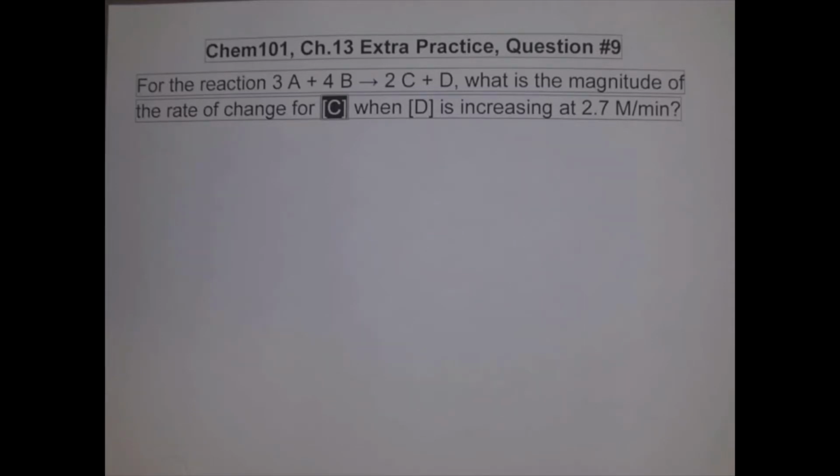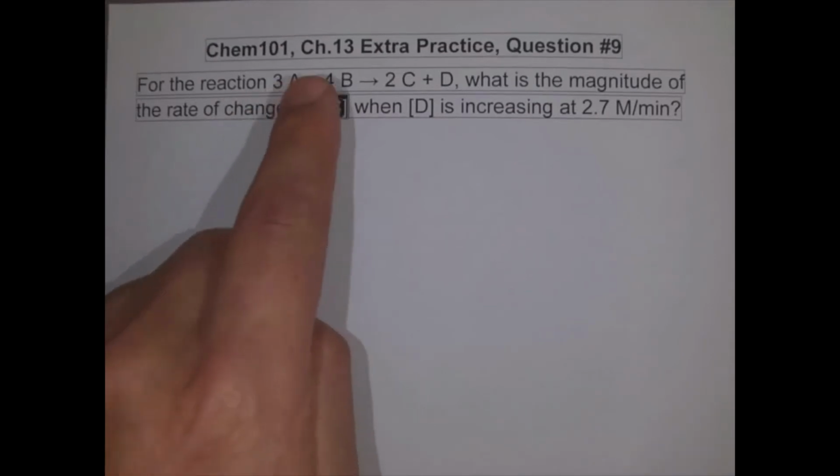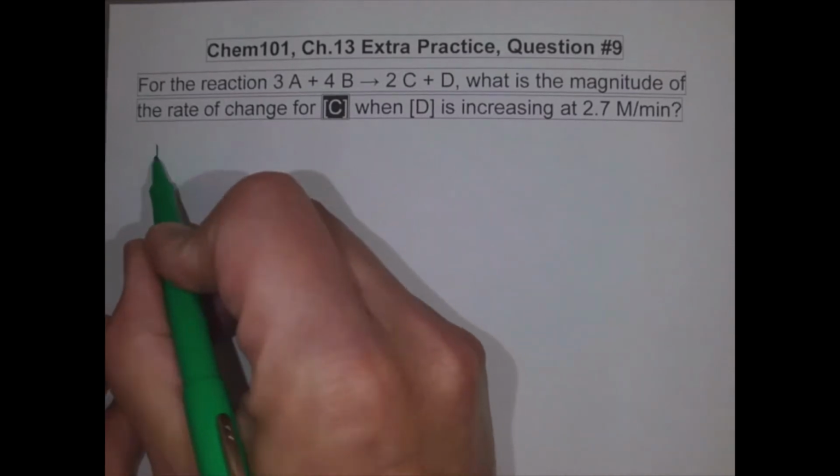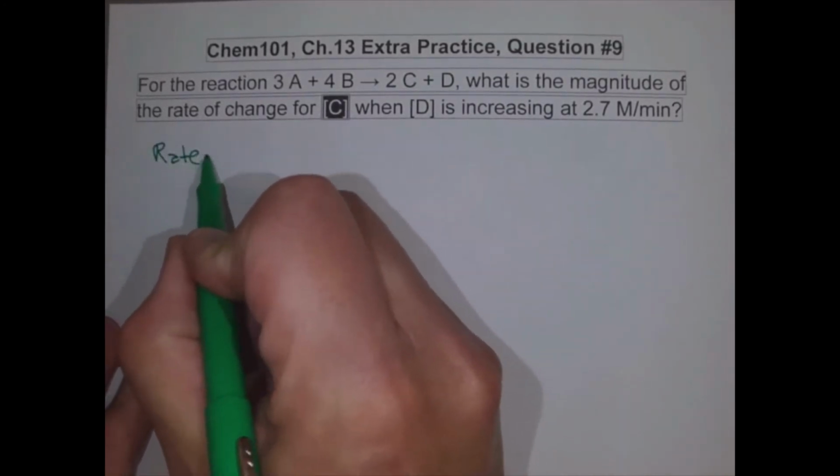All right, so I don't know if you remember from class, but what I recommend anytime you have a problem like this, the first thing you should do is to write an expression for the rate of the reaction based on each compound involved, reactant or product. So let's do that first. So the rate of this reaction could be written like this.